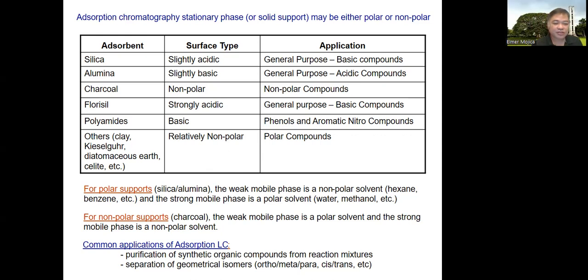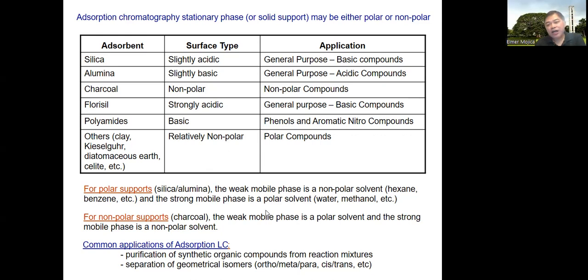Where do we use adsorption LC? Purification of synthetic organic compounds from an organic mixture. So usually the separation of geometrical isomers, the ortho, meta, para. You're familiar with that? And the cis and trans, same position or opposite position compounds.